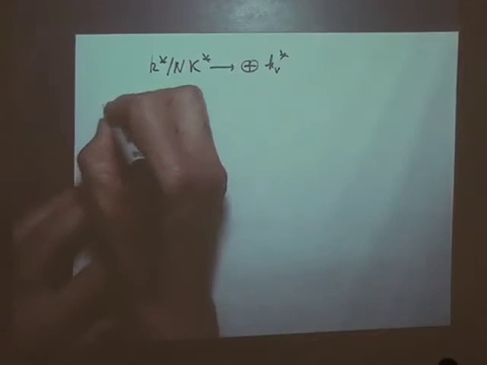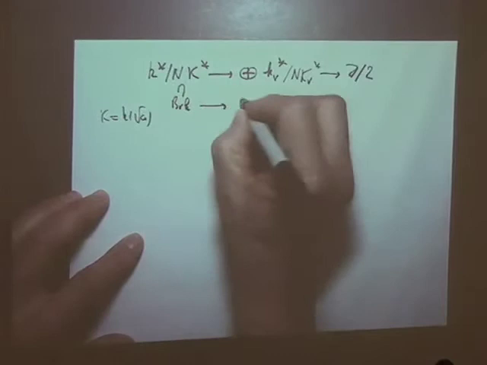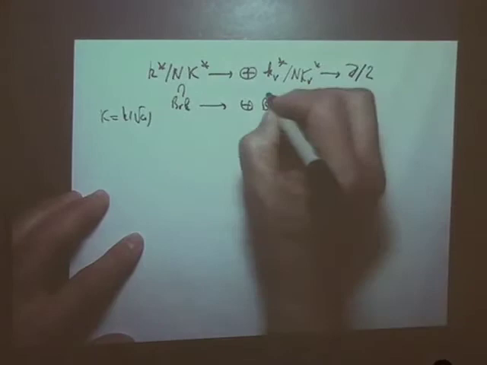And we have an exact sequence like this. So this corresponds to something which is embedded in the Brauer group of K. This is embedded in the direct sum of the Brauer groups of K_v. This is embedded in Q mod Z. So it's a subsequence of the sequence of class field theory.